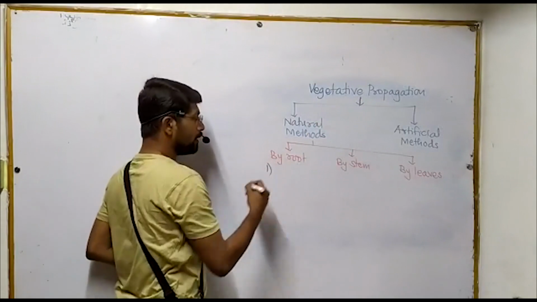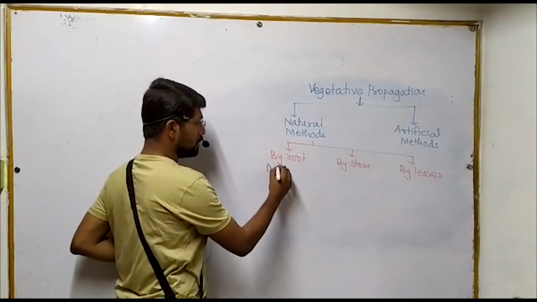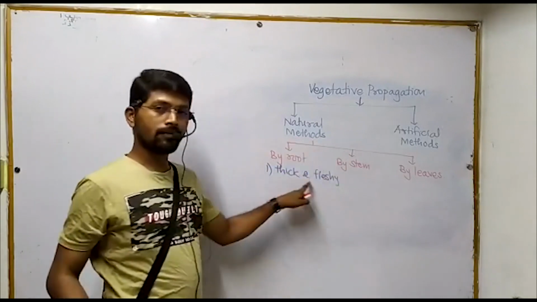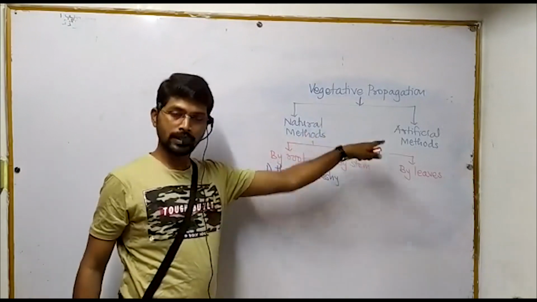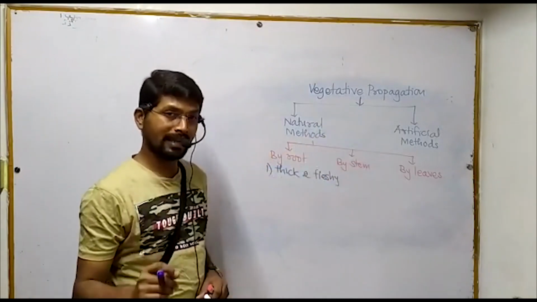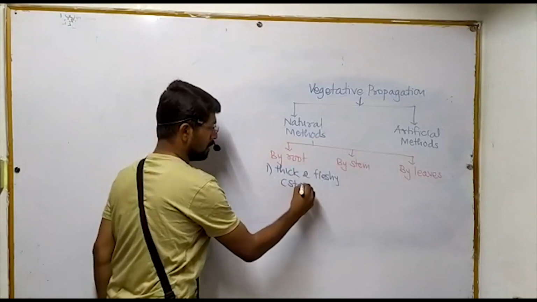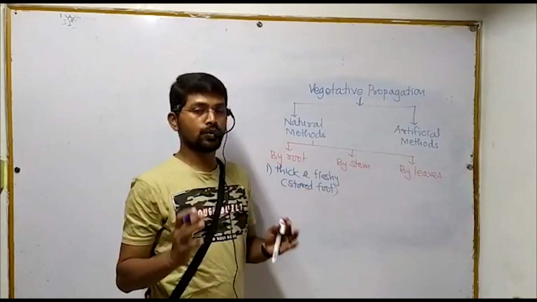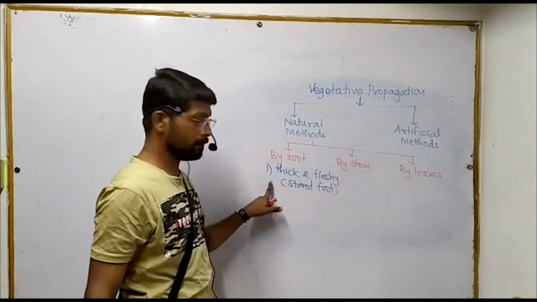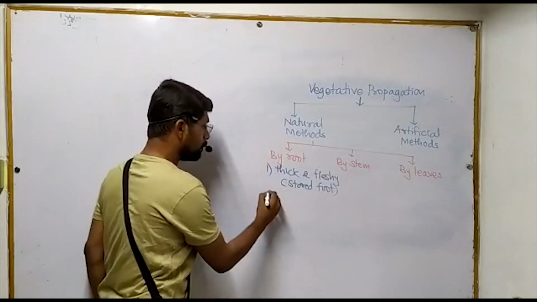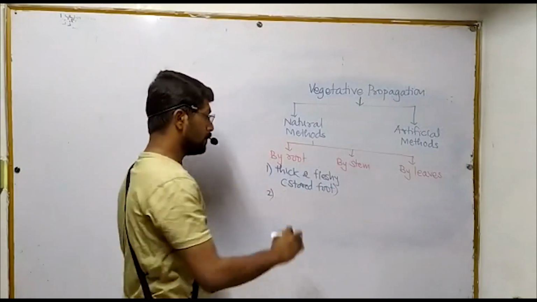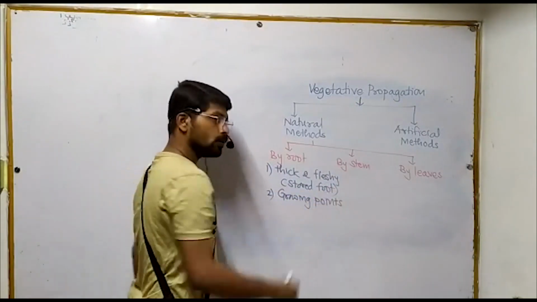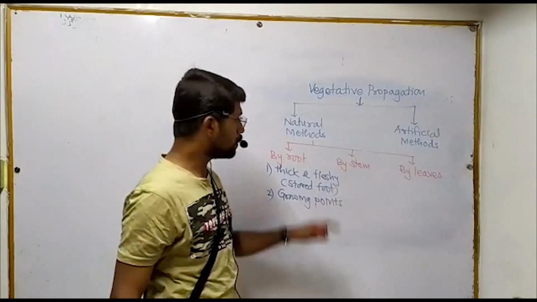The roots which are involved in vegetative propagation are thick and fleshy. And this thick and fleshy nature of the roots involved in vegetative propagation is only or mainly because of storage of food material. So, roots which are involved in vegetative propagation show storage of ample amount of reserve food material in them. So, this is the first criterion. The second important thing is they must show the growing points. Now, what are these growing points? These growing points are nothing but the buds which are present on the roots.